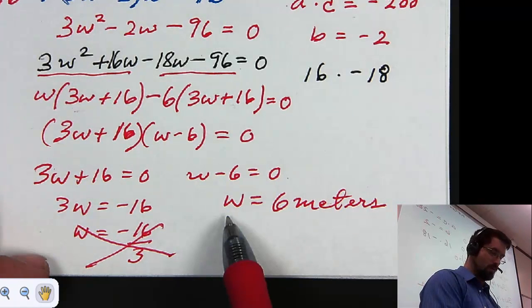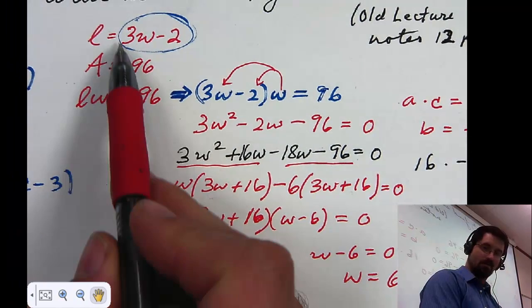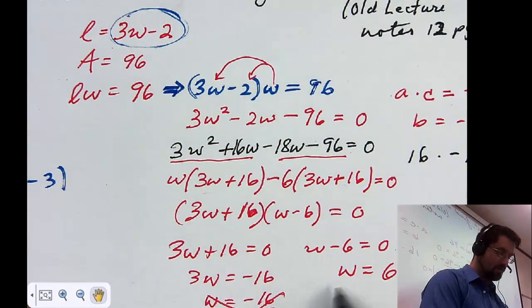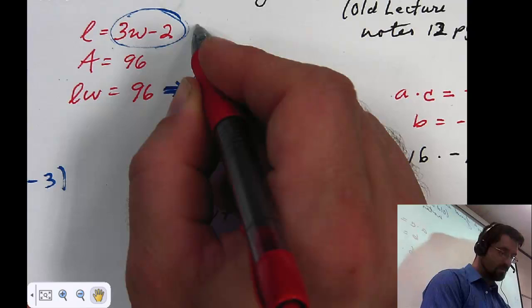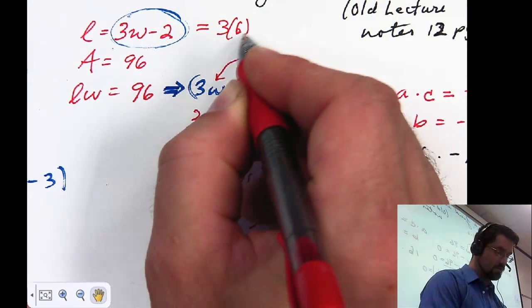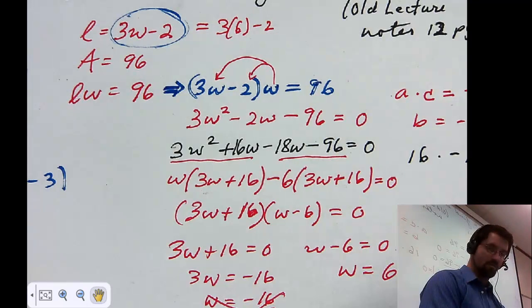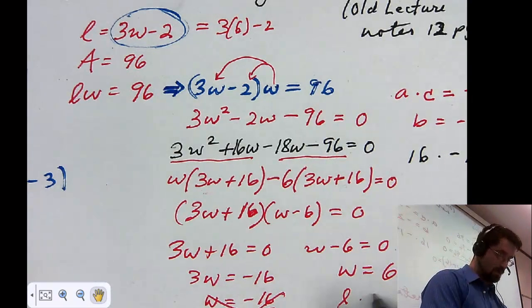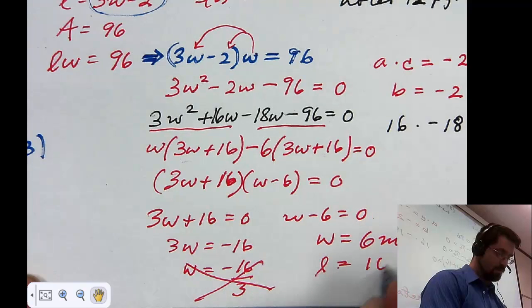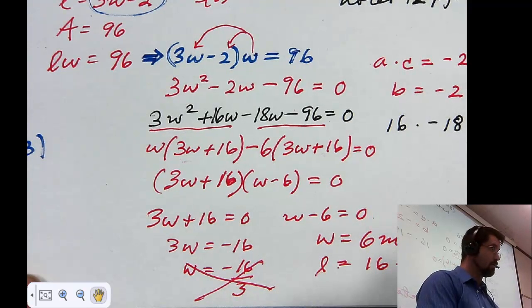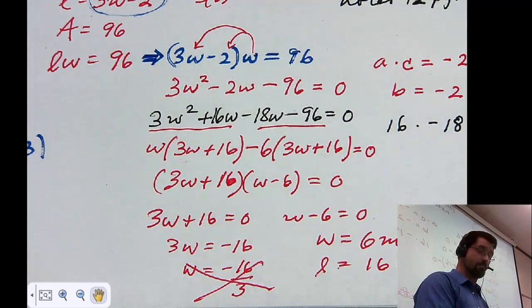All right. Once we know W, what do we do with that to find L? Plug it back in up here. So if W was 6, then 3 times 6 minus 2 is what? It's 18 minus 2, which equals 16 meters. And that is your solution. Does that make sense?